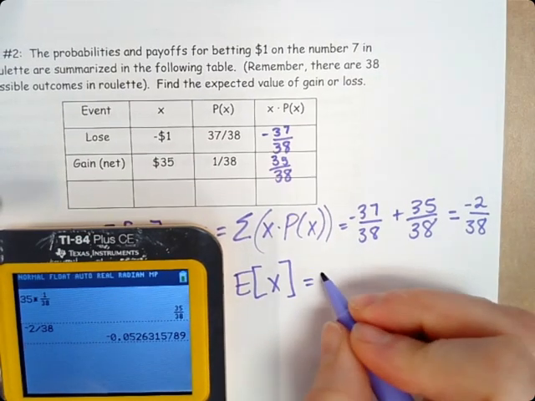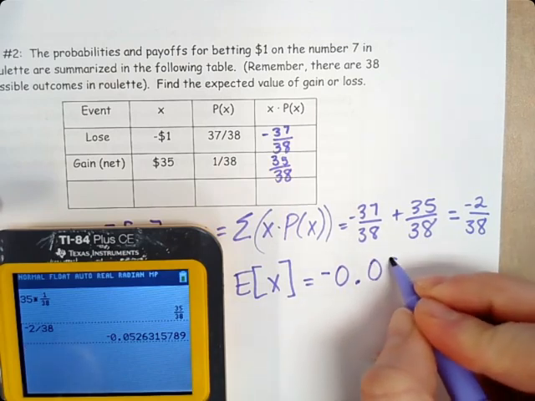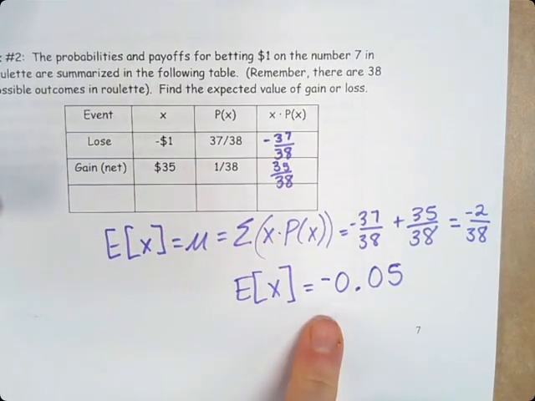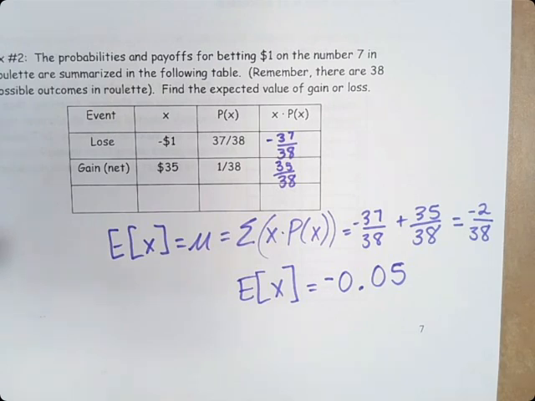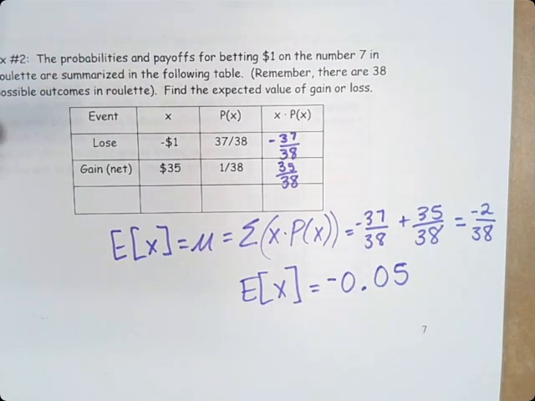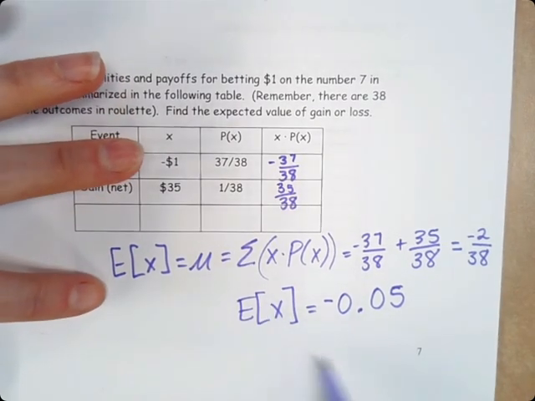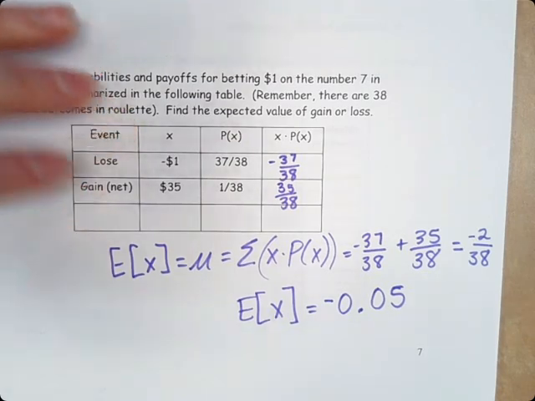So our expected value is negative 0.05. Let's round to the nearest hundredth because it's money, 5 cents. So when you play roulette, you're expected to lose 5 cents. Remember how we were talking about expected value repeated over time? If you played roulette for the whole evening, and you always bet $1 on number 7, then you're expected to walk away with negative 5 cents. Not very good odds.